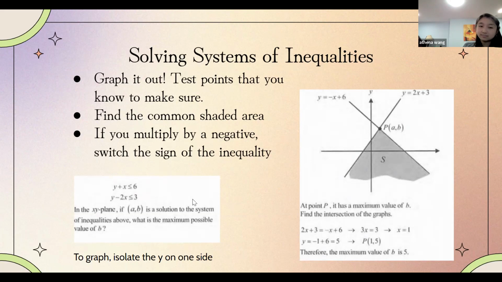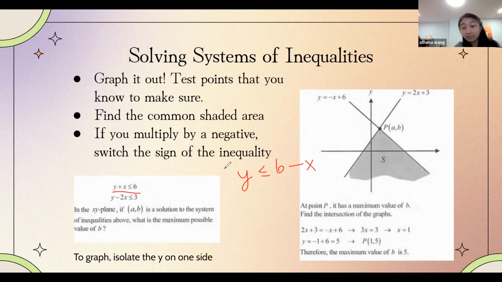Negative 6. Yeah, so you have to do that. Okay, so to graph, we need to isolate this y on one side of the inequality because it's best if you do it like that. Then you can just see if y is less than or equal to 6 minus x, like we have over here, right?